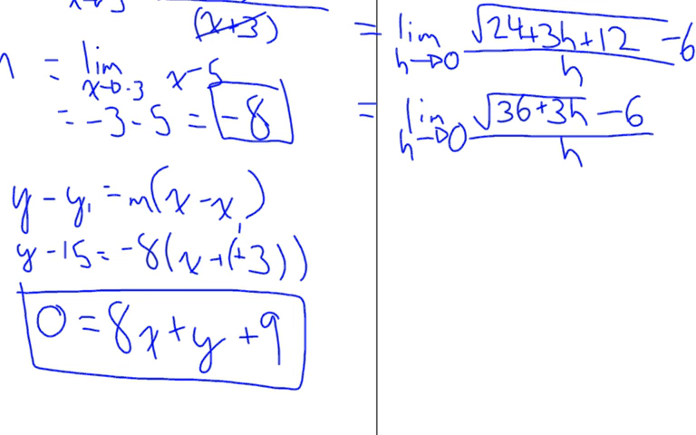And what can we do to get rid of our radicals there? Yeah, conjugate binomial or conjugate pair, right? So we can multiply the top and the bottom by square root of 36 plus 3h plus 6, over square root of 36 plus 3h plus 6, okay? Sorry, there's really not enough room there.